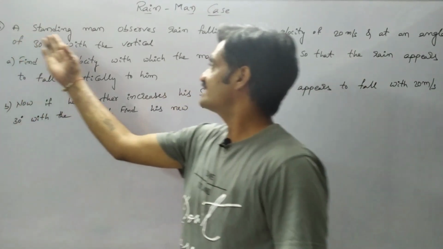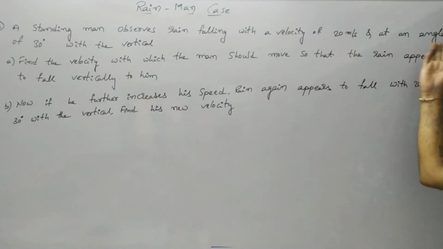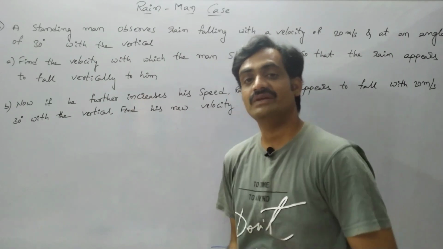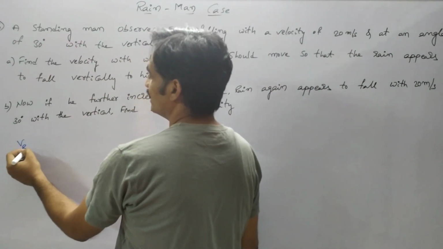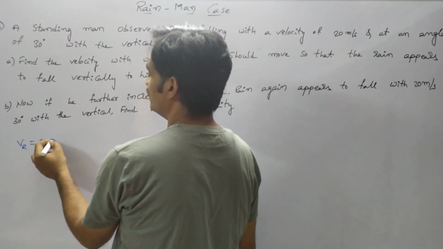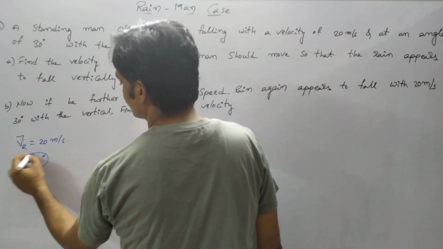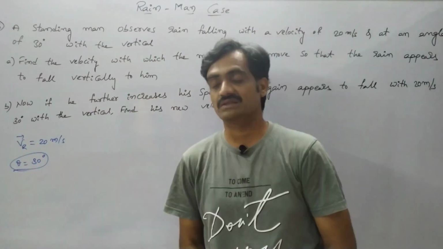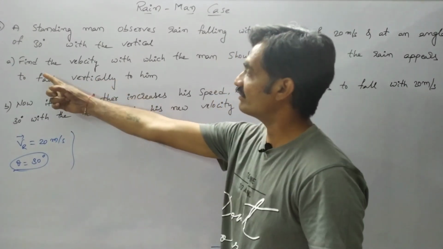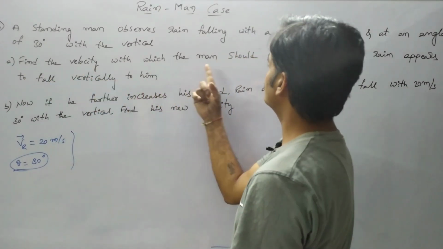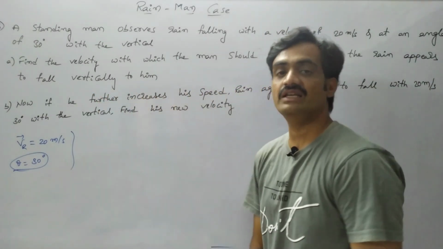The next problem is: a standing man observes rain falling with a velocity of 20 meter per second and at an angle of 30 degrees with the vertical. Observe that since the man is standing, the velocity of the rain with respect to ground is 20 meter per second, and the angle made by the rain with respect to vertical is 30 degrees. Now we have to find the velocity with which the man should move so that the rain appears to fall vertically to him.